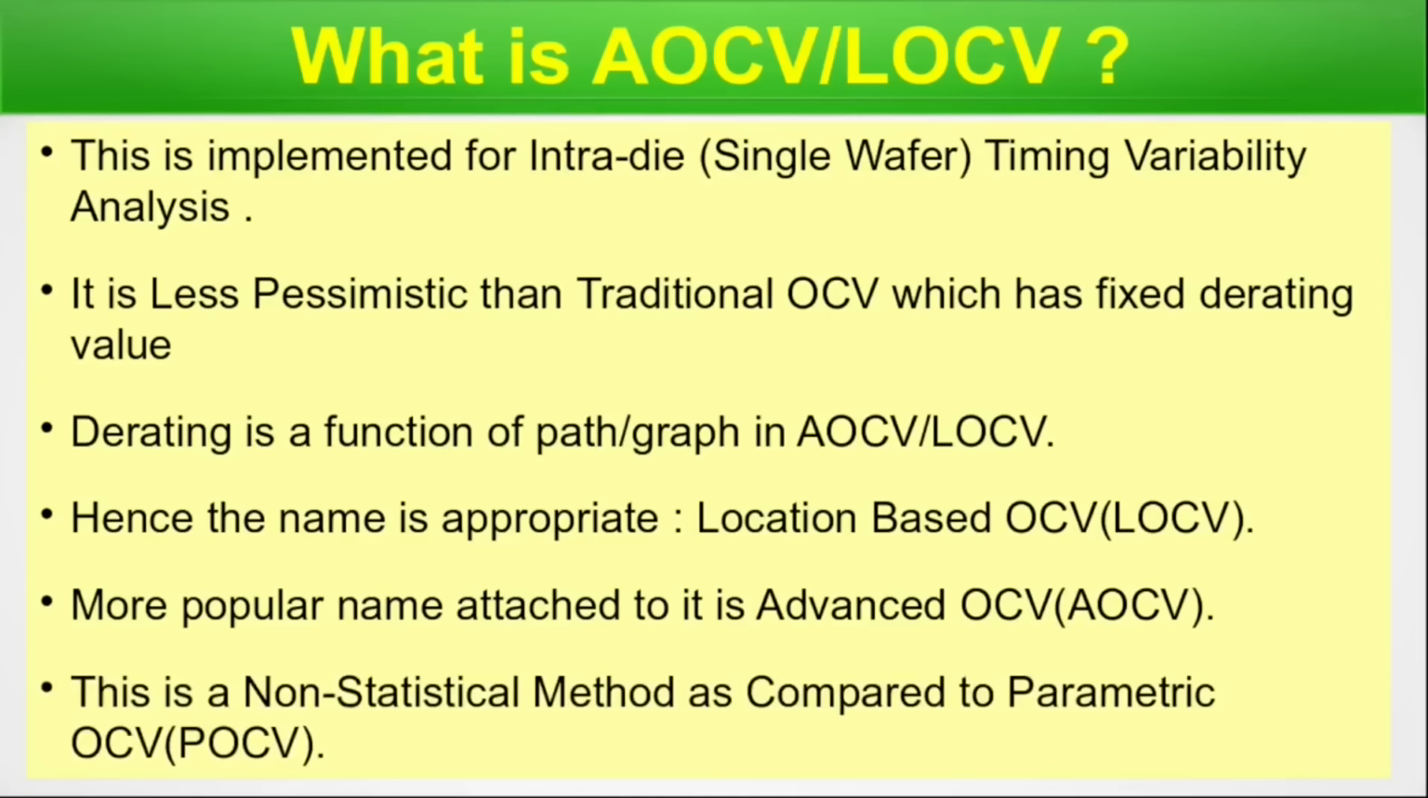This is a non-statistical method as compared to the parametric OCV, that is POCV. The POCV we already discussed in the last episode, and that was a statistical method. However, this is not a statistical method. It is an advanced version of the OCV variation, where we take into consideration the derating variation depending upon the path in traversing from one end of the wafer to the other end of the wafer or the single die. However, in these paths, there will be logic gates. We are not moving randomly. We are done with this particular slide, so let's move on.